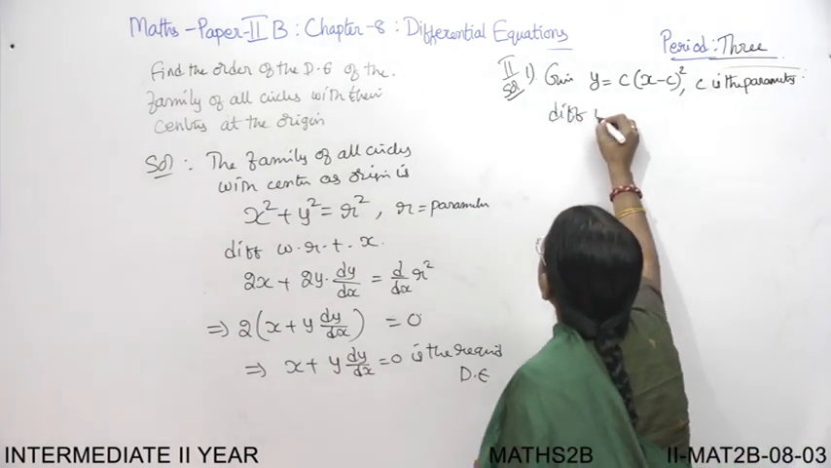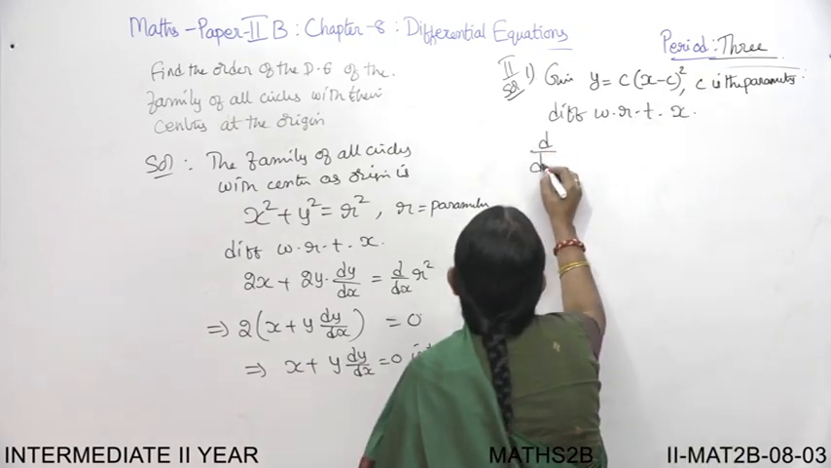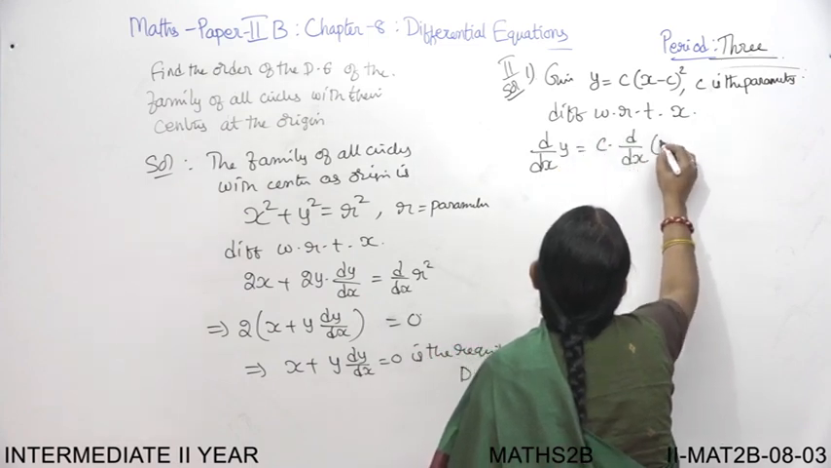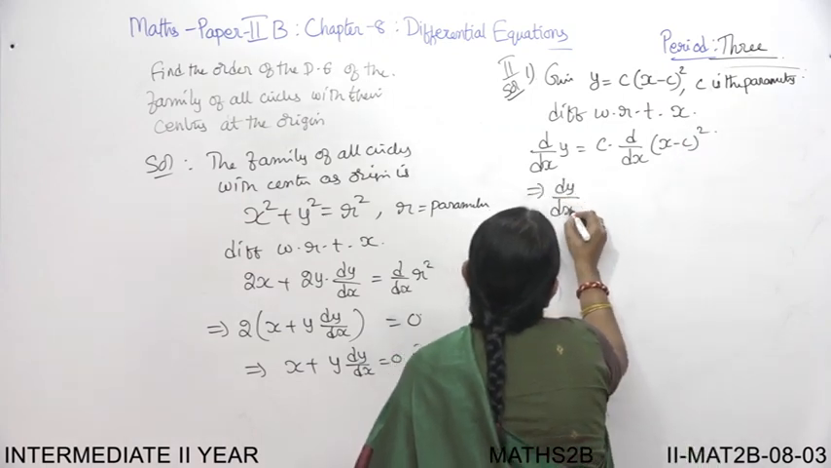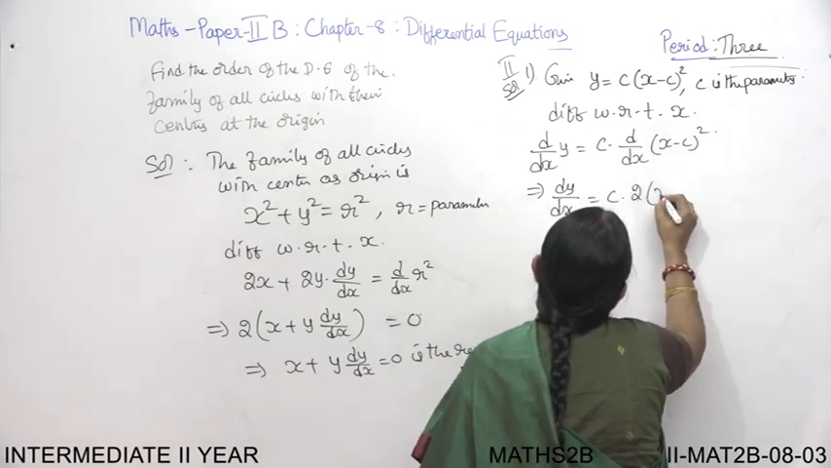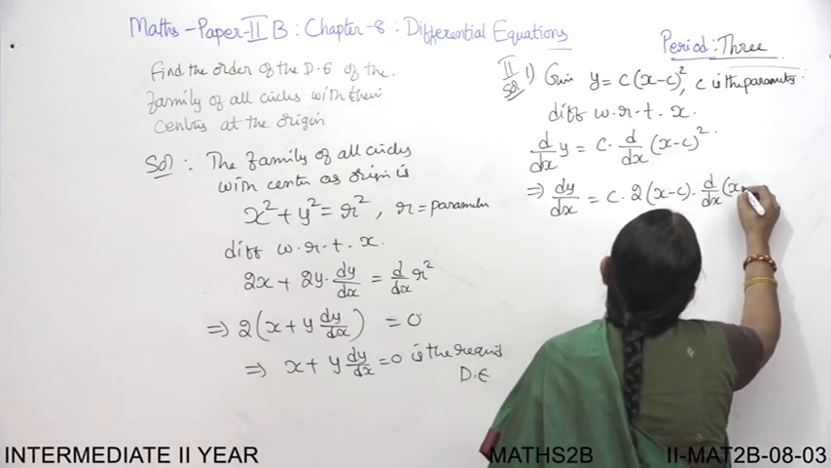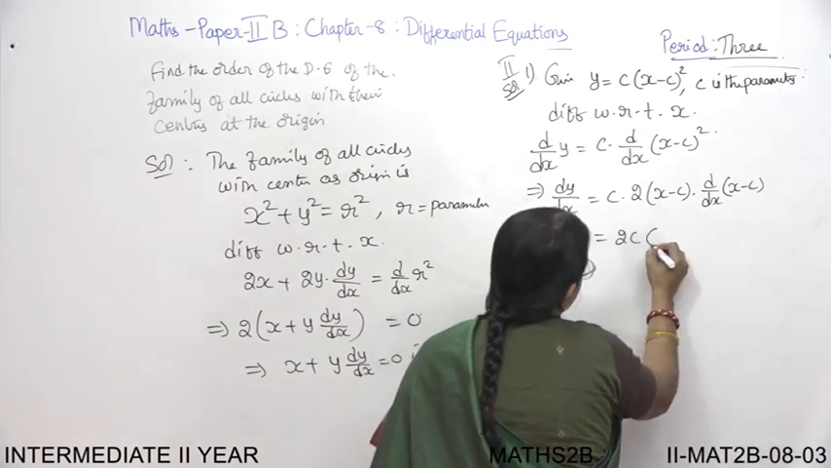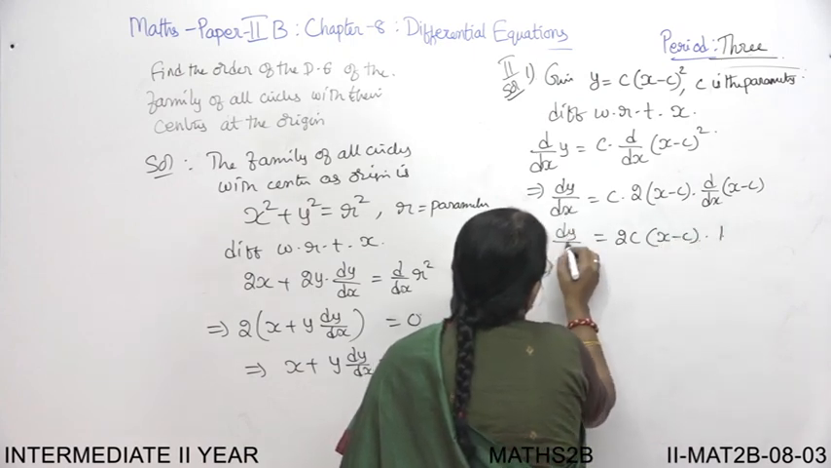So differentiating with respect to x, d by dx of y is equal to, c is constant, so d by dx of x minus c whole square. So dy by dx is equal to c into 2 into x minus c into the derivative of x minus c. What is the derivative of x? 1. Derivative of c is 0. So it is 2c into x minus c into 1. So this is dy by dx.